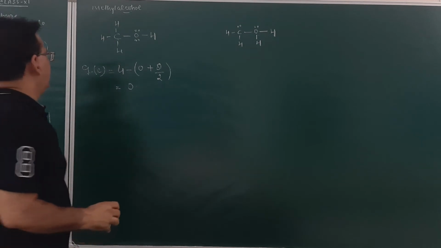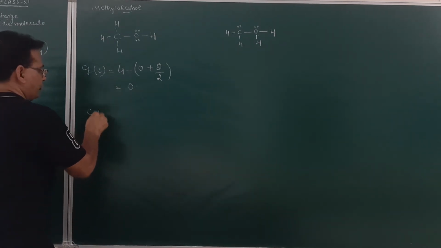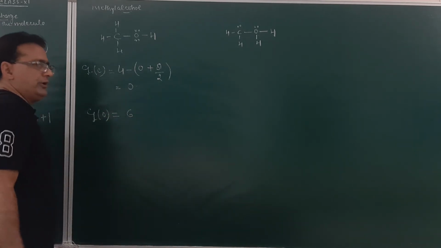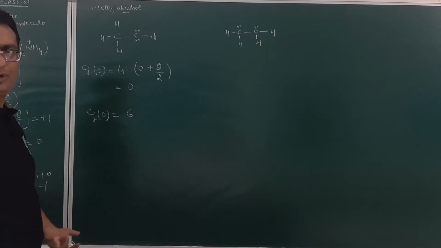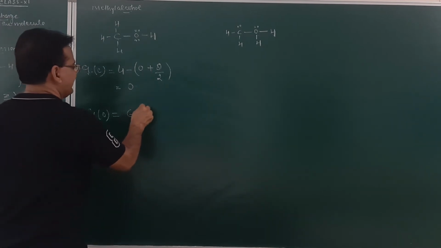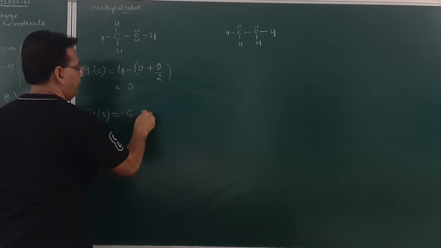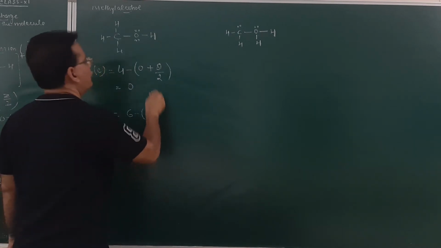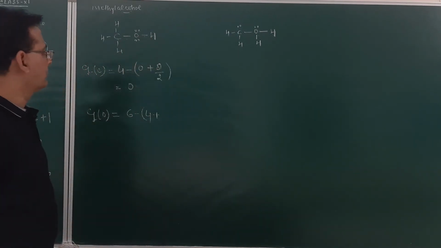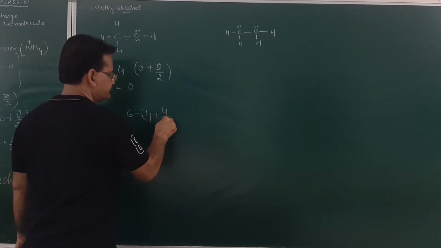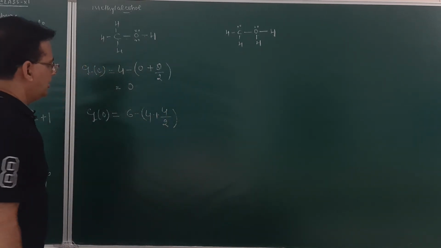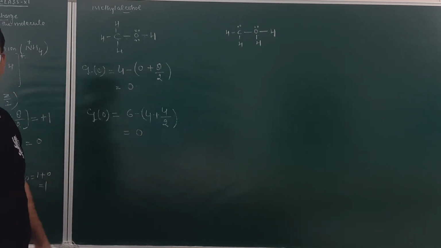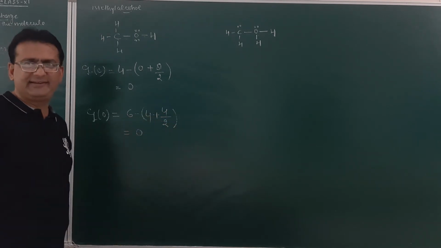Yes? If I find out the formal charge for oxygen, how many valence electrons are available in the oxygen if it is a free atom? 6. Atomic number is 8, configuration will be 2, 6. Minus, how many unshared valence electrons? 4. How many bonds is it forming? 2. 1 and 1, 2. So this will be 4 divided by 2. I think the value will come to be 0. Yes or not? 4 plus 2, 6.